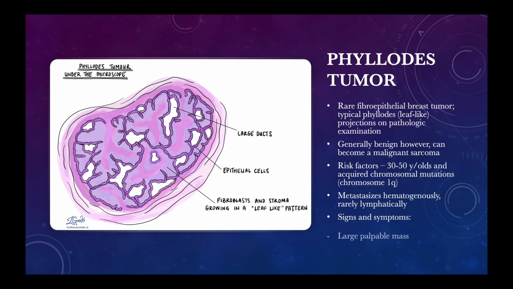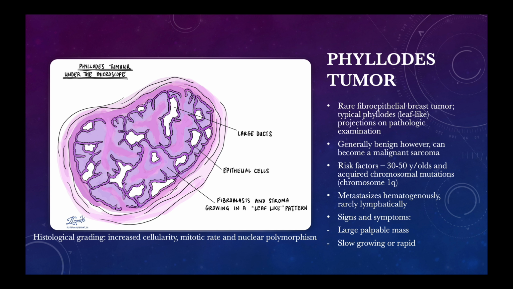So when it metastasizes hematogenously, it can spread pretty fast, and we need to catch it quickly. So some signs and symptoms: it's very quick growing, or it can be slow growing. It can present as a very large, palpable mass. And like I mentioned before, it can be slow or rapid growing. And we can grade this according to the increased cellularity, the mitotic index, and the actual nuclear polymorphism.